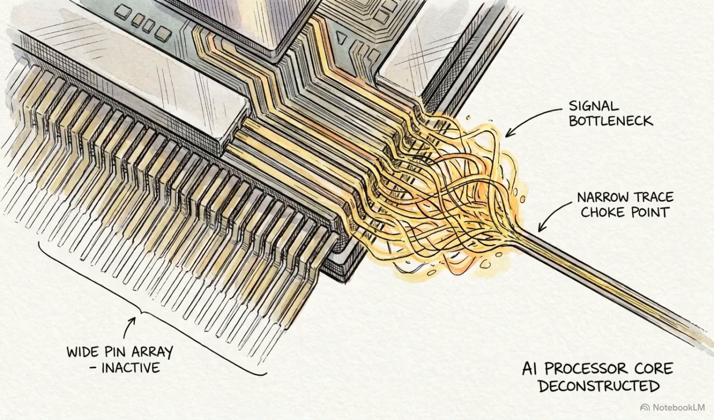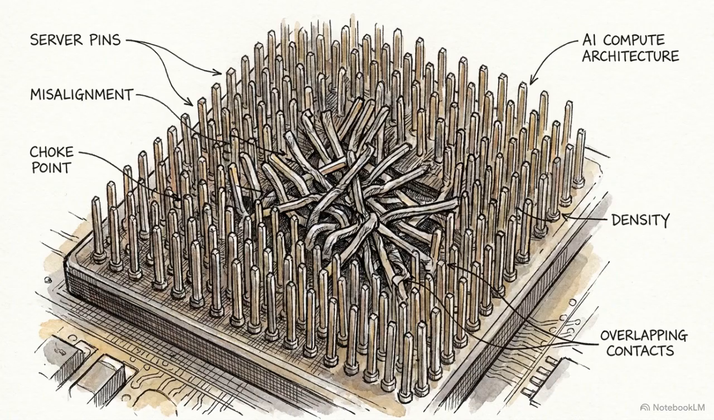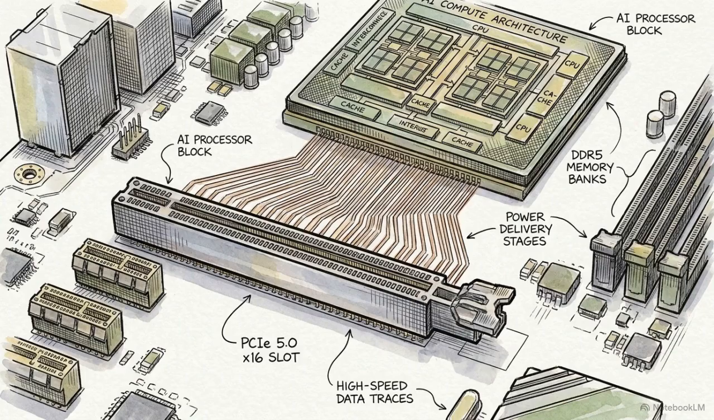MFU isn't a measure of how hard the hardware works. It is a measure of how effectively the workload avoids memory bottlenecks. Those bottlenecks are physical locations within the server node architecture. Data gets stranded precisely where the hardware layers intersect. This schematic highlights the PCIe slot. It is the generic serial highway connecting the host CPU and system memory to peripheral devices like the GPU.